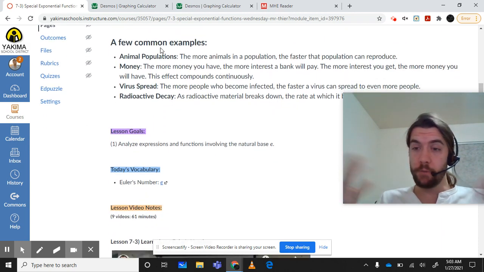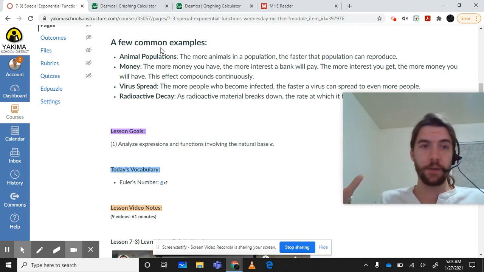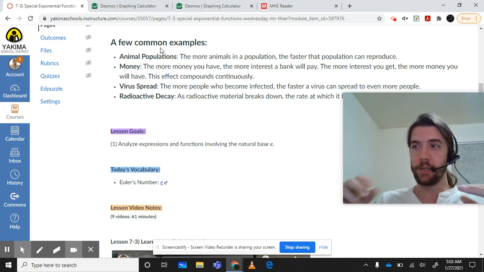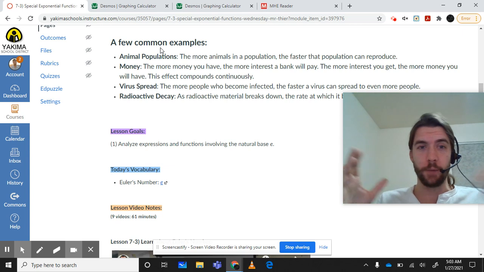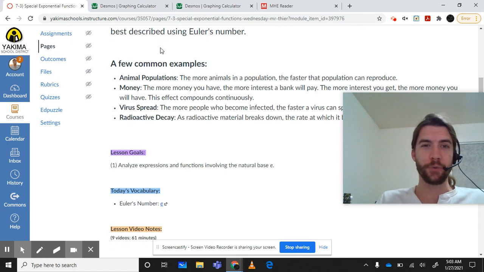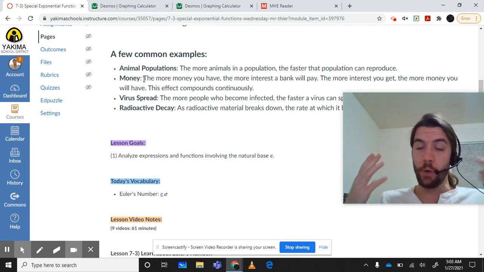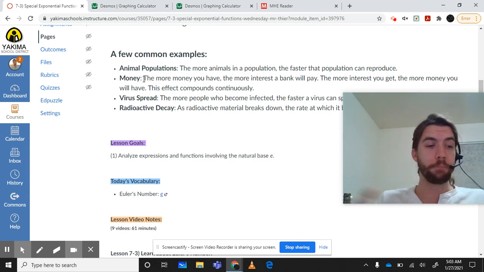Animal populations. If you have a bunch of rabbits, let's say, the more rabbits there are, the faster they can make more rabbits. Then there are more rabbits, and the faster they can make more rabbits. Assuming there's enough stuff to feed them all and there are no predators, that would be a population growing proportional to its own size. Money is something the same, right? If you don't have a lot of money, it's hard to make a lot of money.